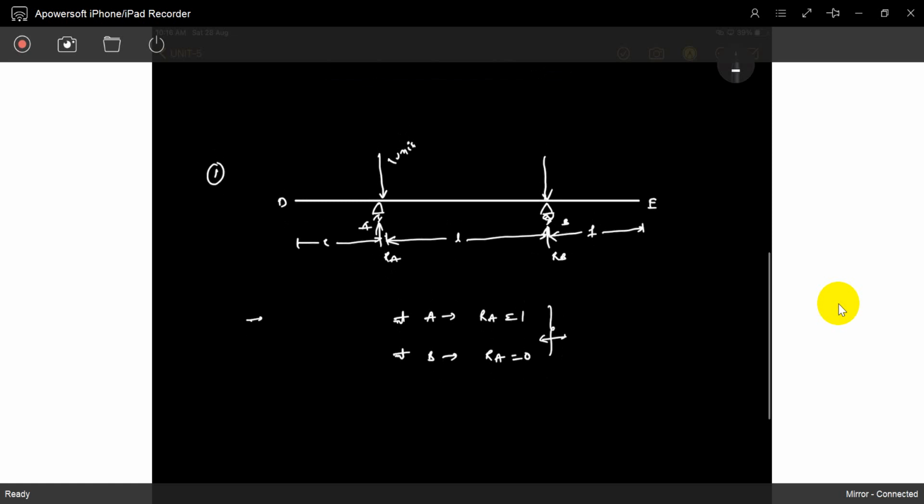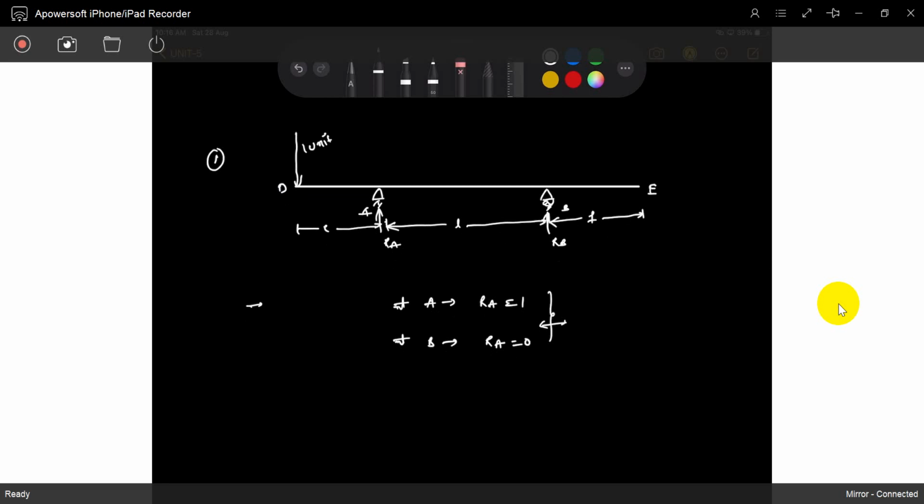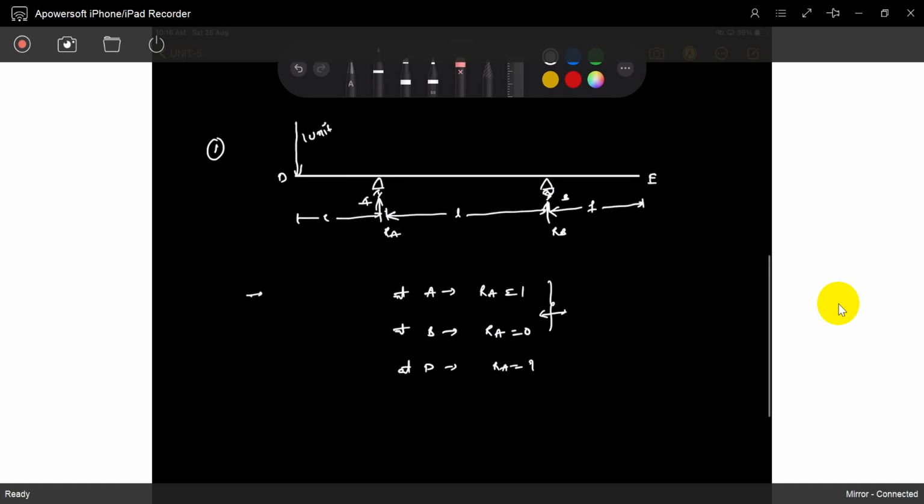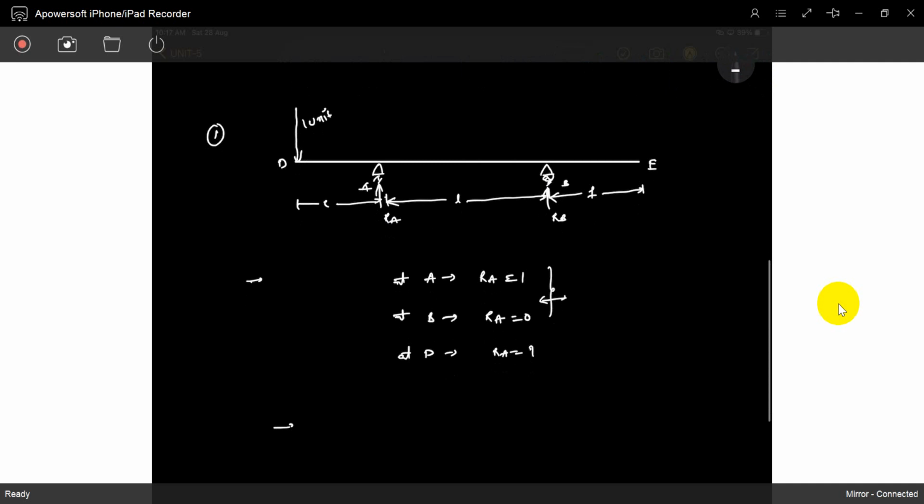Next we have to find out RA when the load is here, when the load is here, when the load is here. So the load at D: at D, what is RA? We calculated influence on RA. When the load is moving from one end to the other end, how is RA changing? That is the influence. So how can you do it? At D, we will take moments.